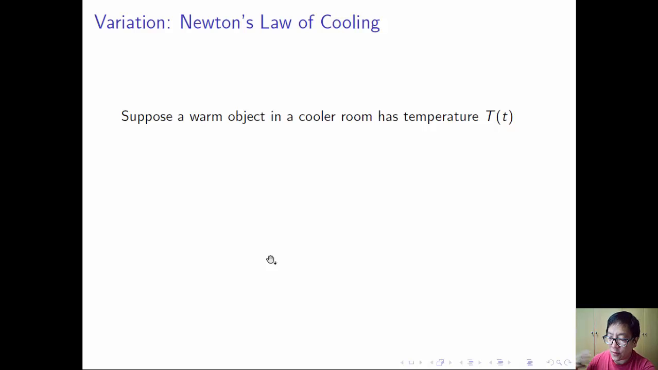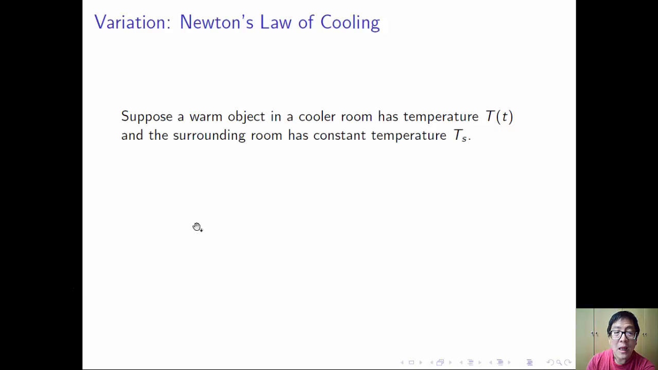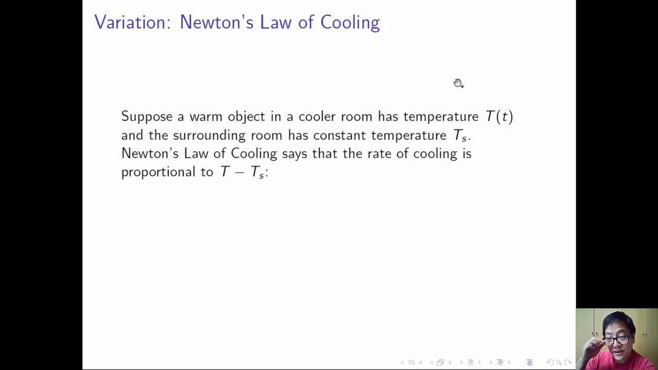All right, so here's one more variation, Newton's law of cooling, which may look a little bit different at first, but pretty soon you'll see is basically the same, mathematically the same problem. So suppose you have a warm object in a cooler room, and that warm object has temperature T of t, and the surrounding room has room temperature T sub s, so s is for surrounding.